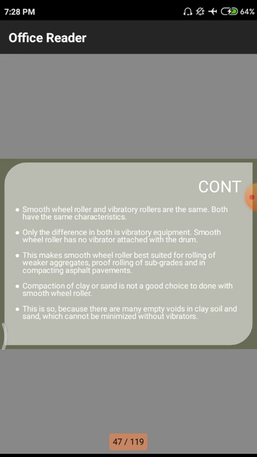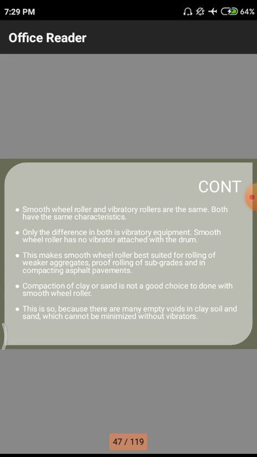Both have the same characteristics, that means the same vehicle and the same diameter of front roll and tires. The only difference is the vibratory equipment: the smooth wheel roller has no vibrator attached to the drum. Drum means the front wheels and back wheels, called drums because they are in the shape of a drum, made of steel and other materials.